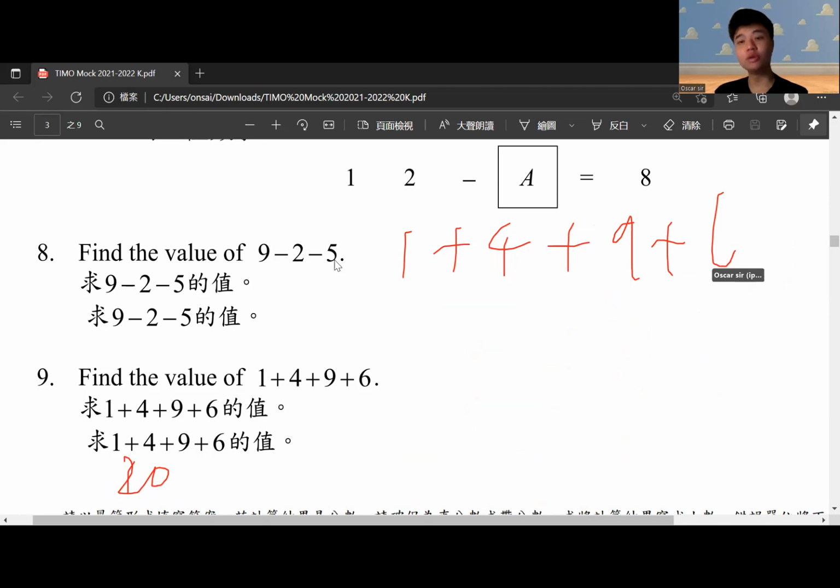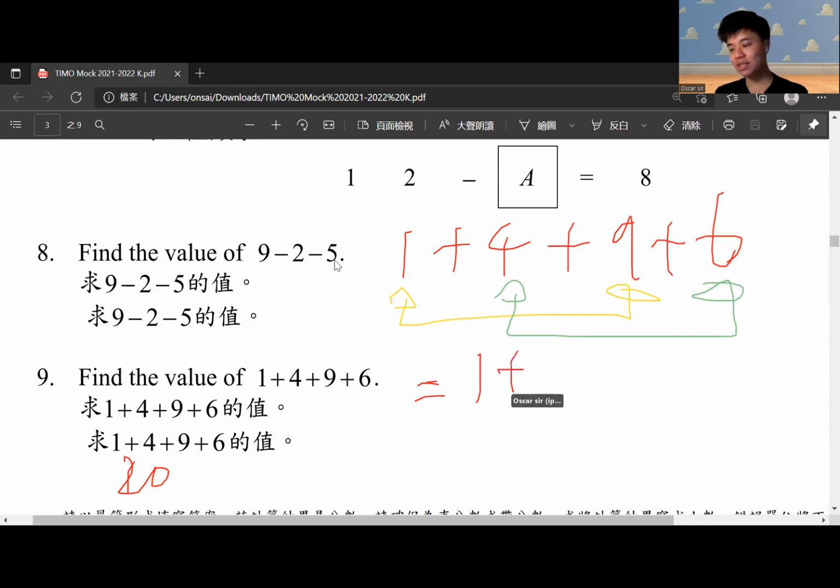We can move the terms like this, because we can find that 1 plus 9 is 10. We love 10, 20, 100, 1000, we love those numbers because it's very easy for the calculation, right? So we can find that 1 plus 9 is 10, 4 plus 6 is 10. So we can move the terms to make this equation easier to calculate.